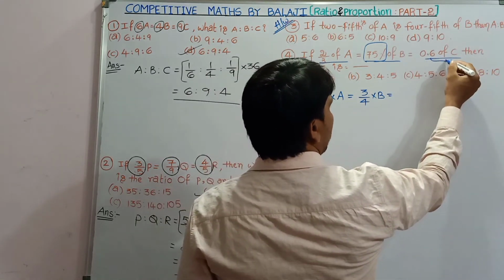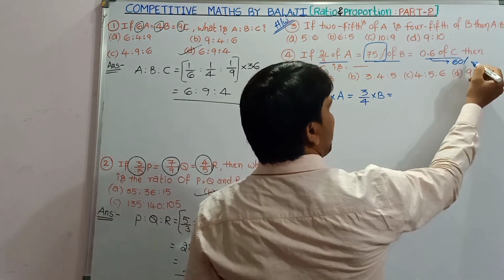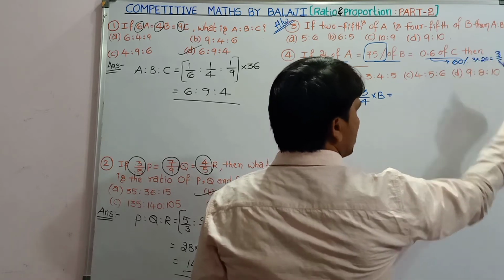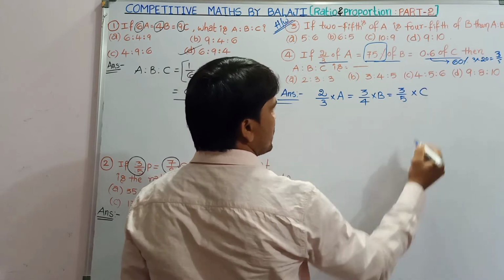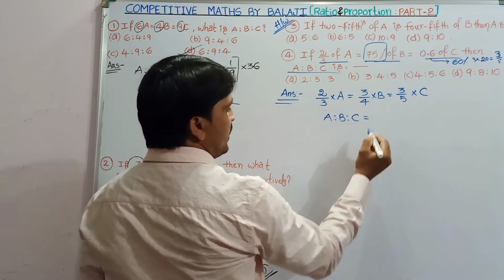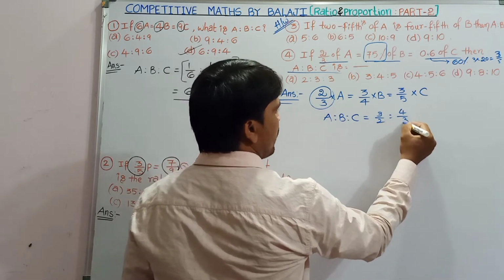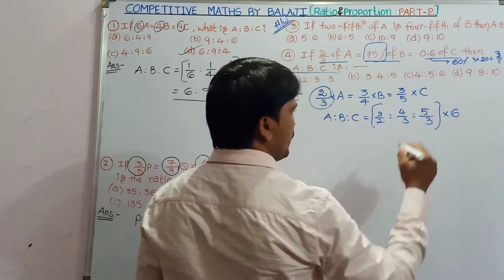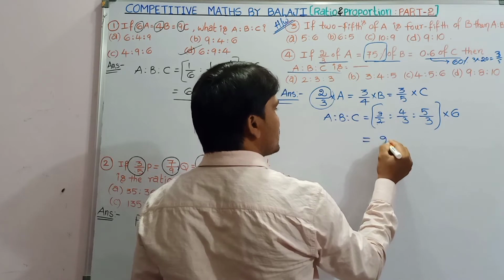0.6 is nothing but 60%. 20% value is 1 by 5, but 60 is 3 times of 20, therefore 60% value is 3 by 5. That is 0.6 is nothing but 3 by 5 times of C. Now we have to find A is to B is to C. That is the reciprocal of their coefficients: 3 by 2 is to 4 by 3 is to 5 by 3. Again LCM of 2 and 3 is 6. Multiply each term of the ratio by 6. 6 times 3 by 2 is 18 by 2, that is 9.